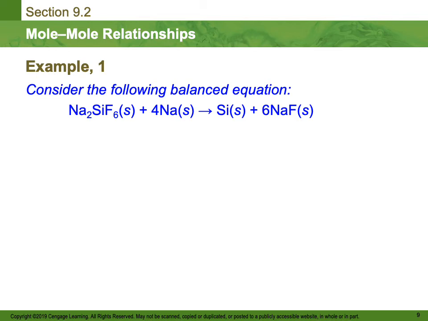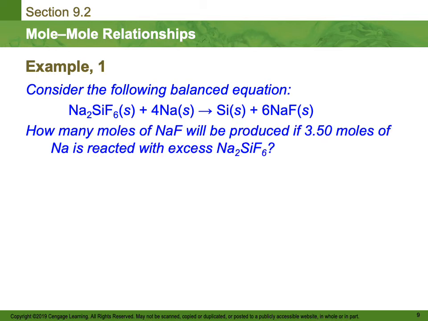And then the question is, how many moles of sodium fluoride will be produced if 3.5 moles, or 3.50 moles, of sodium is reacted with excess Na2SiF6? When they use the word excess, they're just telling you you have enough of the second one, so you don't need to worry about running out. So don't really worry about that. The thing we need to worry about is the thing we know, which is the 3.5 moles.